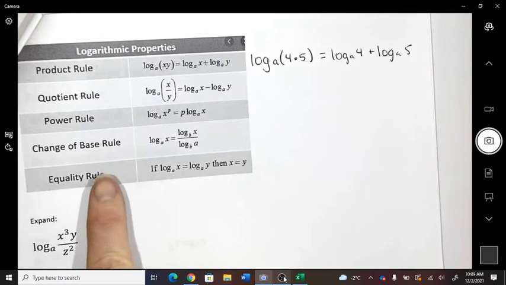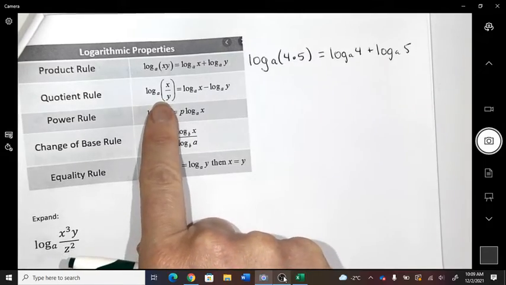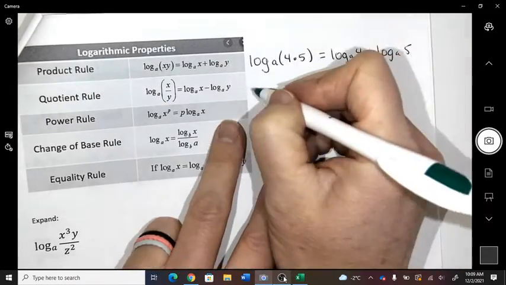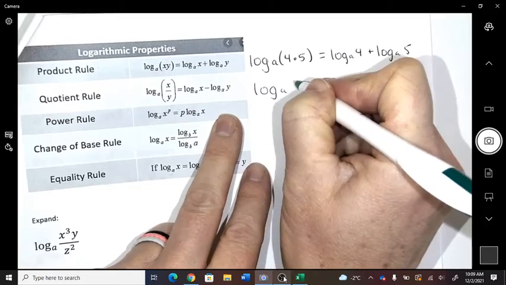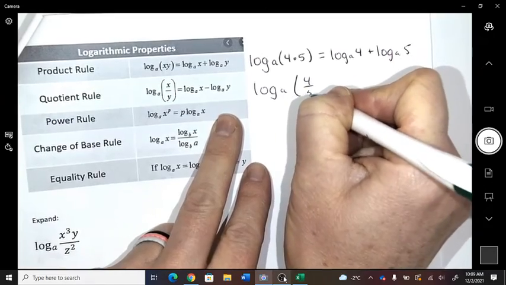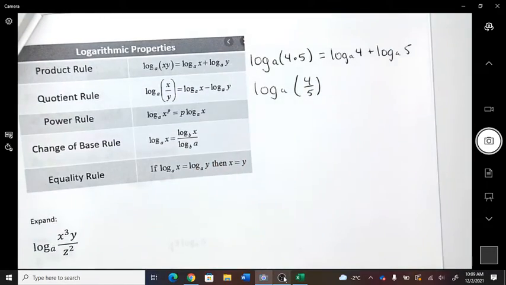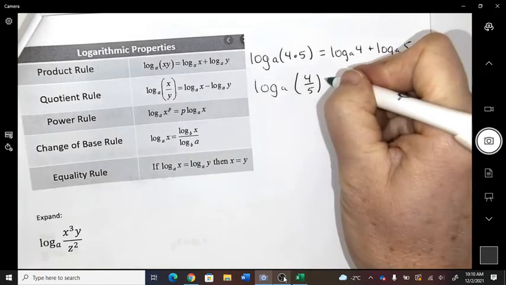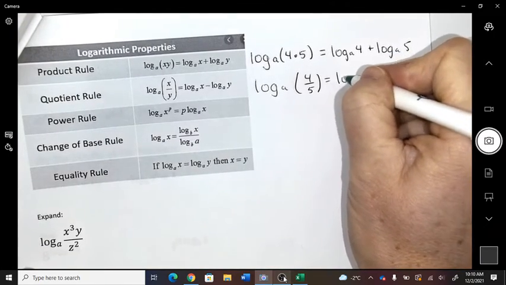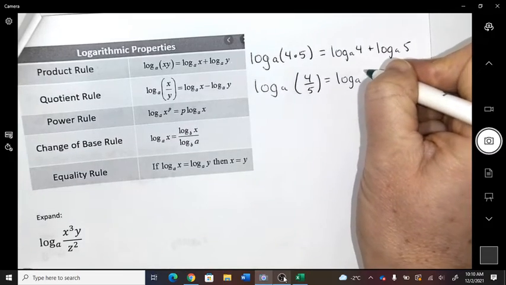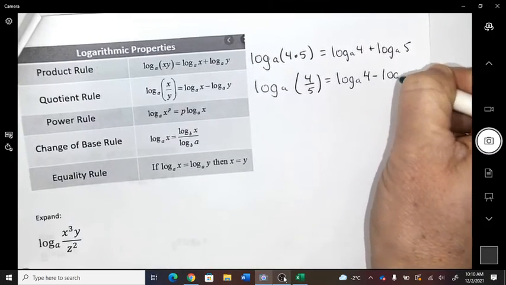Quotient rule. Okay, so if two things are divided, so that would be a division of something, we can separate them with subtraction.